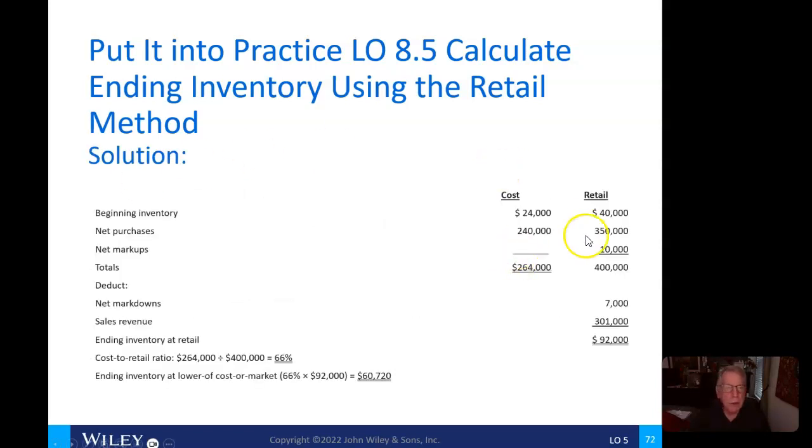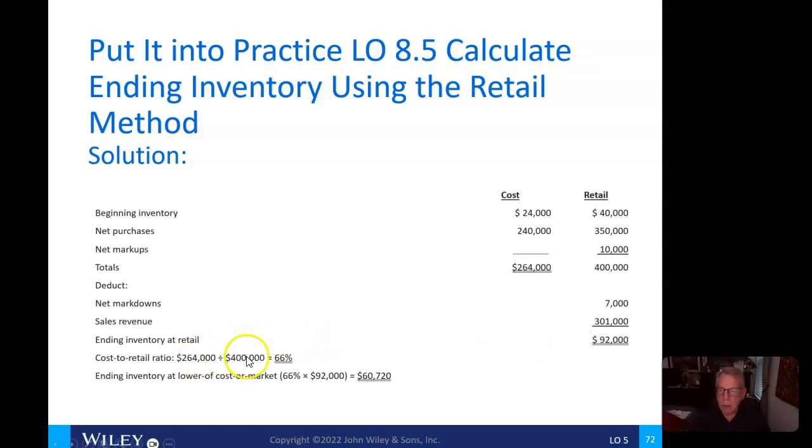So what we would do is we would lay those numbers in. Here's our cost here, right? And our retail associated with that. And we had the net markups on top of that, which took it to $400,000. Now on the retail side, we have our net markdowns, $7,000, and our sales revenue, $301,000. So we back that out of $400,000, we get $92,000, right?